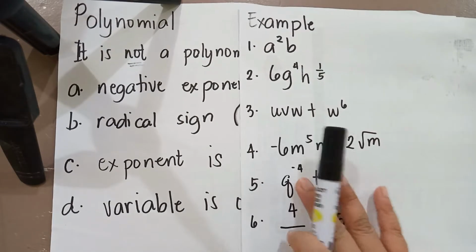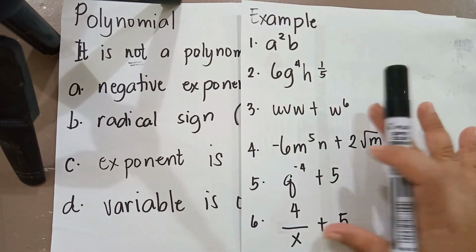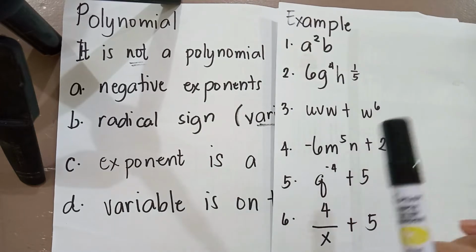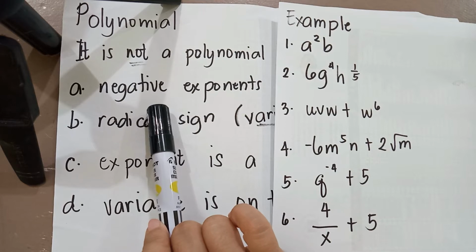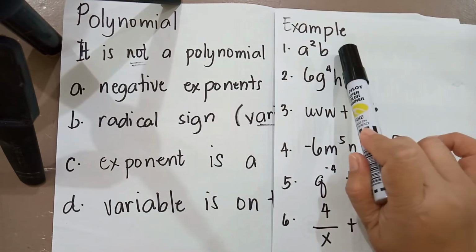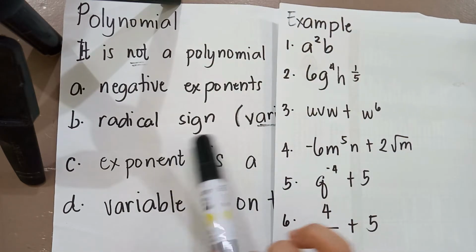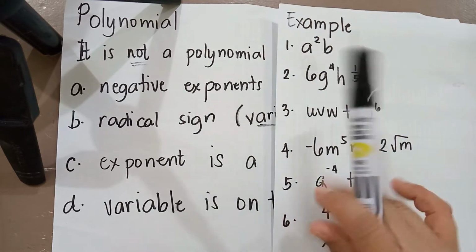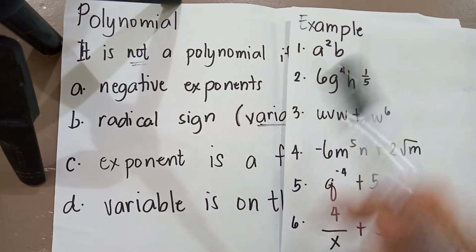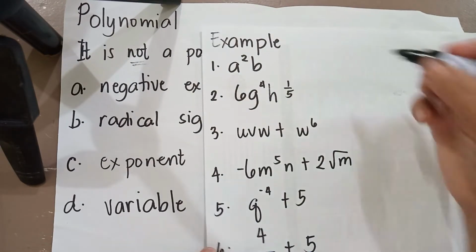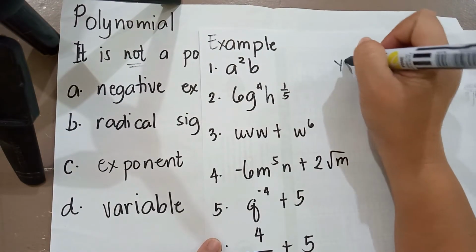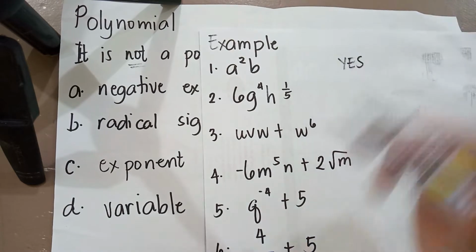Example, we have number 1, a squared b. Check one by one. Does it have a negative exponent? Of course, none. Radical sign? None. Exponent is a fraction? None. Variable is on the denominator? Of course, none. Then we can say that this is a polynomial.